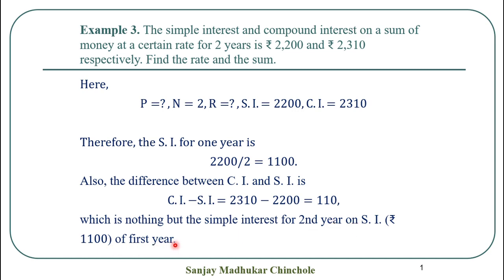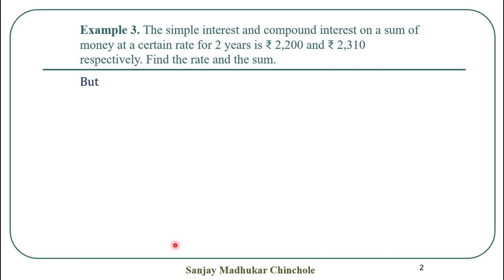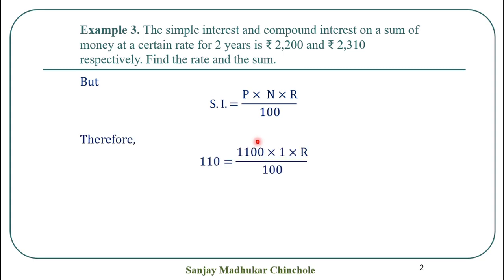And we know the formula for the simple interest as SI is equal to P into N into R upon 100. You can replace here simple interest is equal to 110 rupees. As this 110 rupees simple interest is on 1,100, you have to replace P by 1,100, and it is obtained for 1 year, so you can replace N by 1 and you will get 110 is equal to 1,100 into 1 into R divided by 100. So R can be calculated as 110 into 100 divided by 1,100.